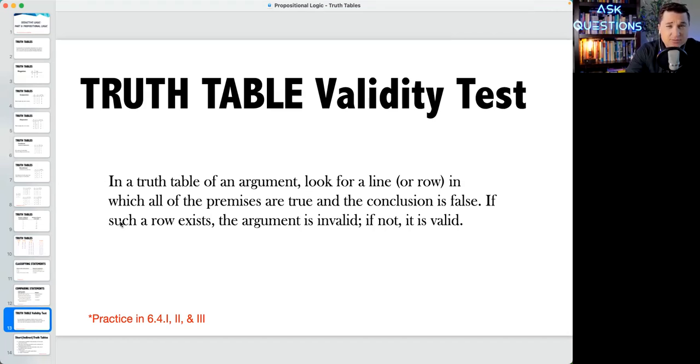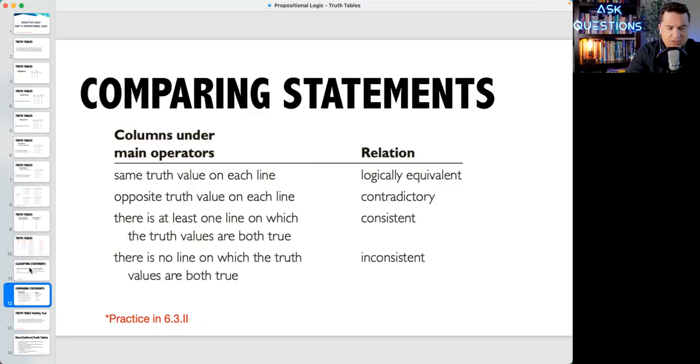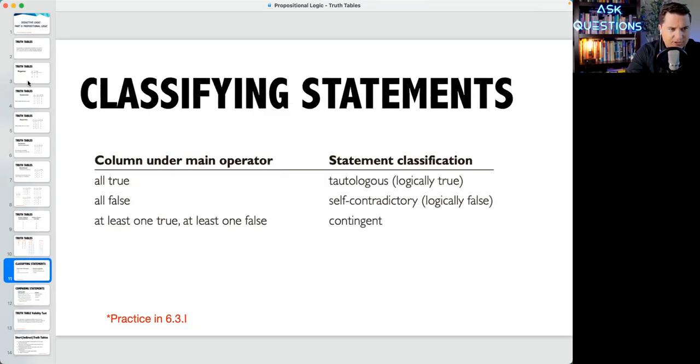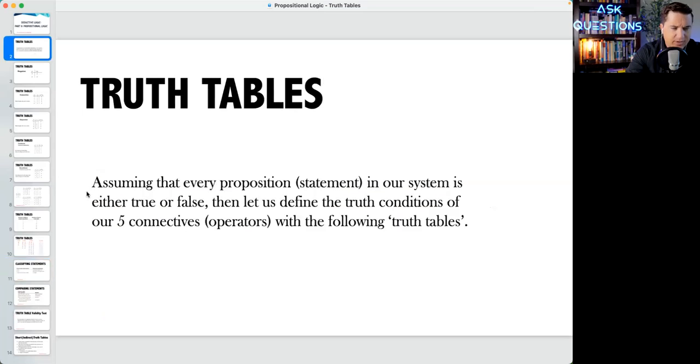We can also use them to determine the truth or falsity of individual statements based on the truth values of the components or parts of those statements. And there are a few other things we'll be able to do as well that we'll eventually get to. Okay, let's start with some definitions. So what exactly is a truth table?